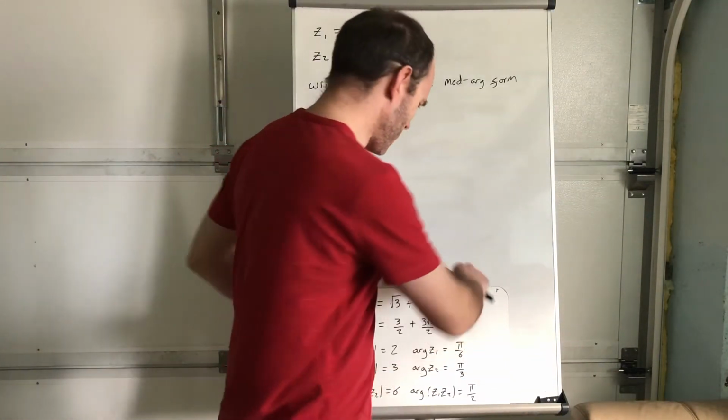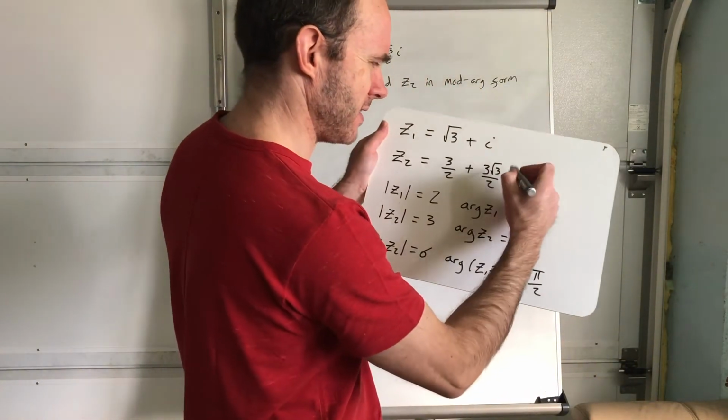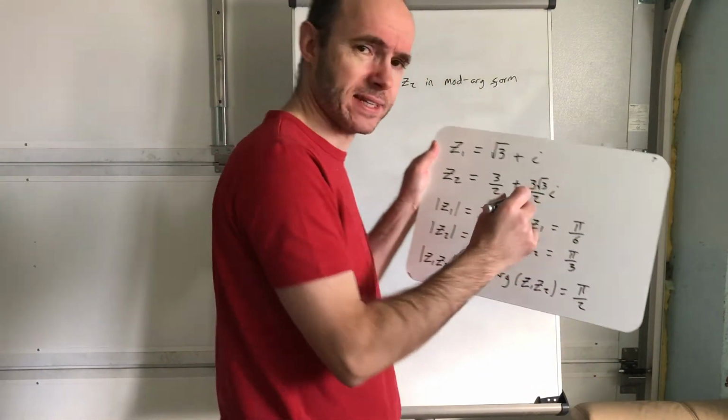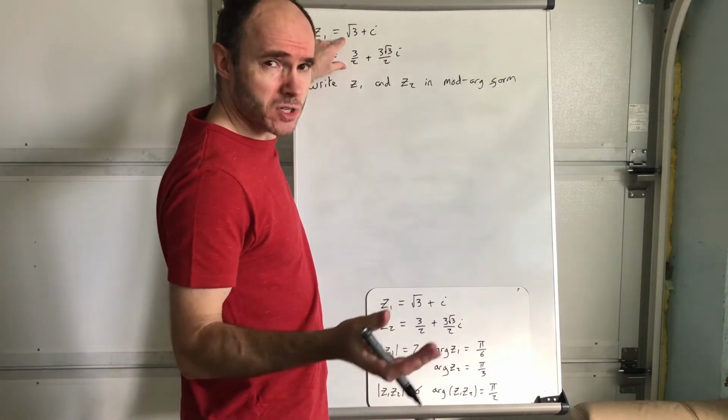Right, I've cleaned my board. I'm just going to take you back to this. Maybe those eagle-eyed of you spotted that I forgot to put an i in there, so I apologise about that. I'm going to fit it in now. What I want to do is just write these complex numbers in modulus argument form.